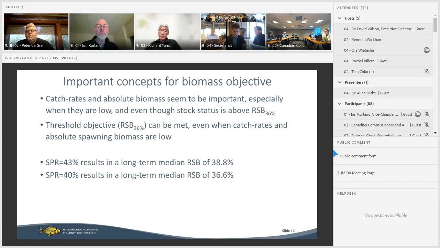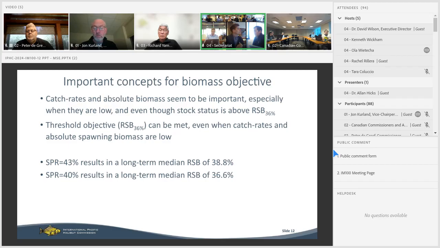So some important concepts that we thought about were catch rates and absolute biomass seem to be important, especially when they're low. Maybe less important when they're high, but certainly important now when the catch rates seem to be at a low level. The threshold objective, or this B36%, can easily be met even when the catch rates and absolute spawning biomass are low, which just indicates that there's more than fishing affecting the stock of Pacific halibut.